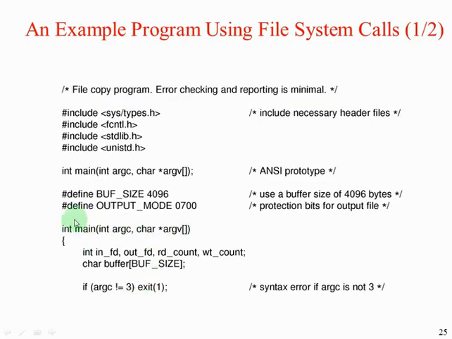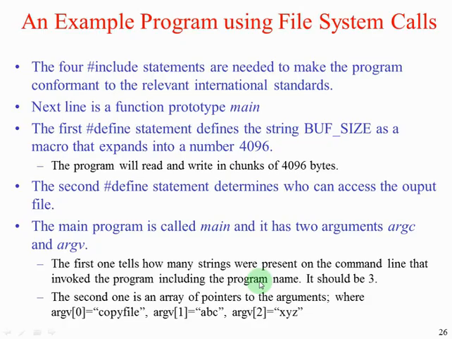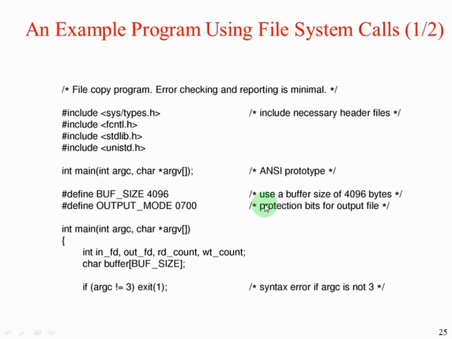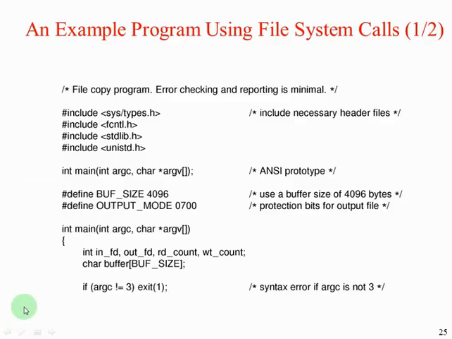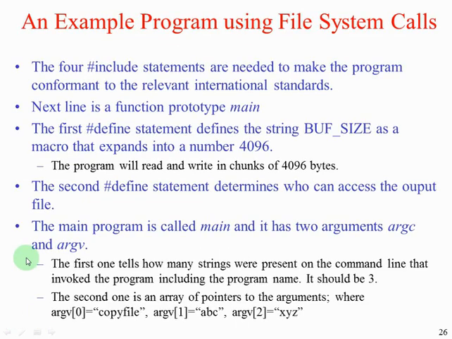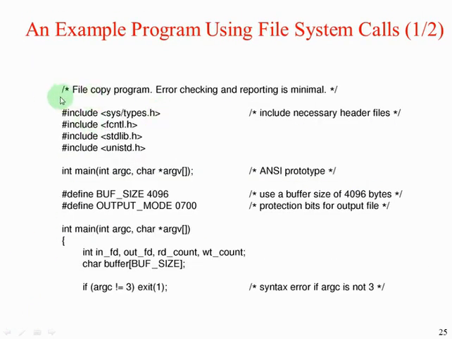Okay, so this part is going to do that. It will check whether the number of arguments in the command line is 3. The first argument is copy file, the second argument is the source file, and the third argument is the destination file. Now the 4 hash statements here, you're going to see this one here.